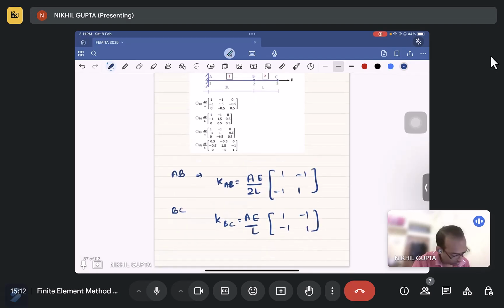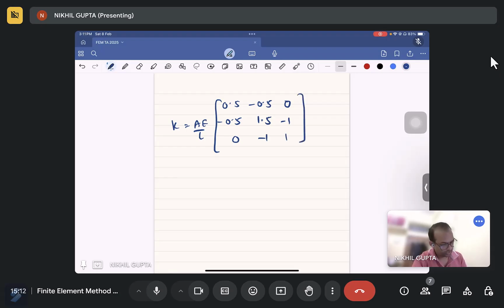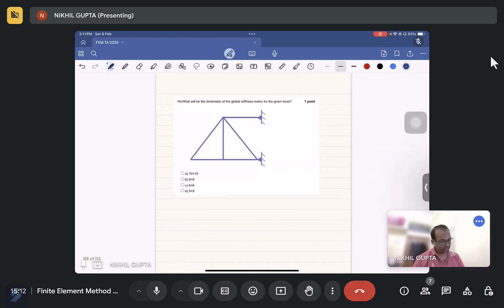When you make the global stiffness matrix K, you will get AE by L times [0.5 -0.5 0; -0.5 1.5 -1; 0 -1 1]. I think you can do this directly without this much time. So the answer is D.